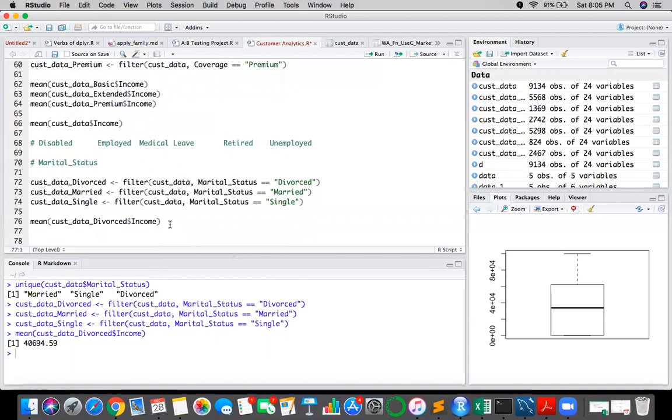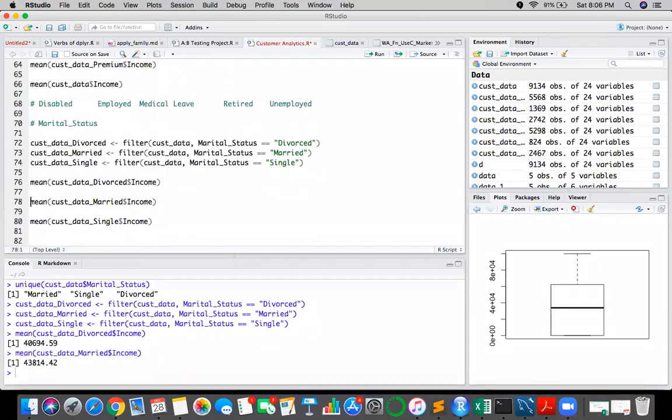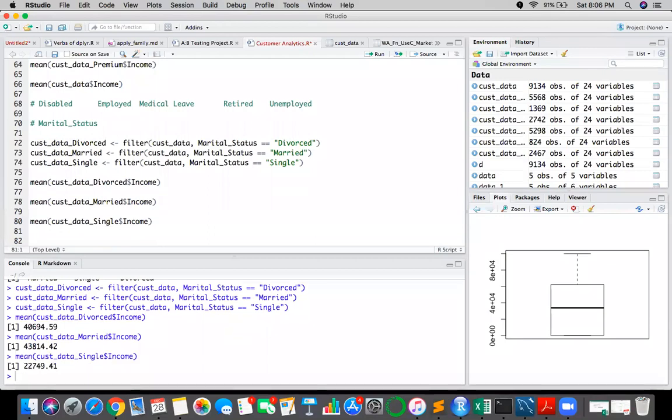So these guys are having an income of 40k, 40.5k, and then you have married guys, and then you have single guys. Single, anyhow, this is what I feel, should have less income, but let's see. 43 is married and single is less. So our hypothesis was not correct. People who are married have more income. Now let's have a look into their mean of claims.